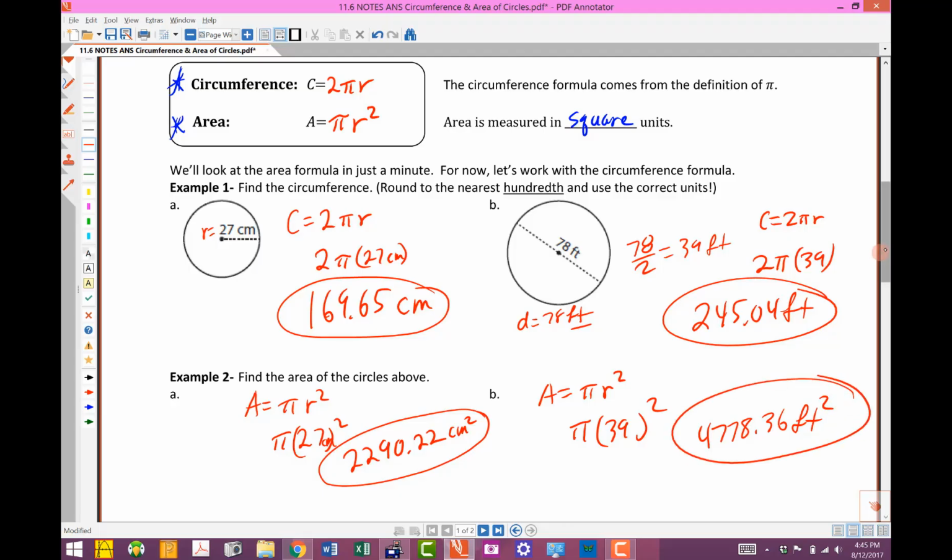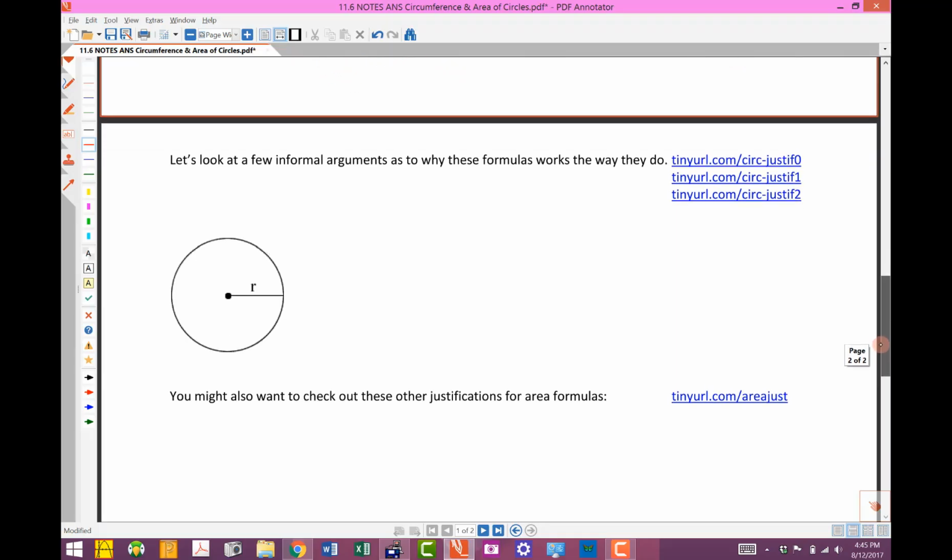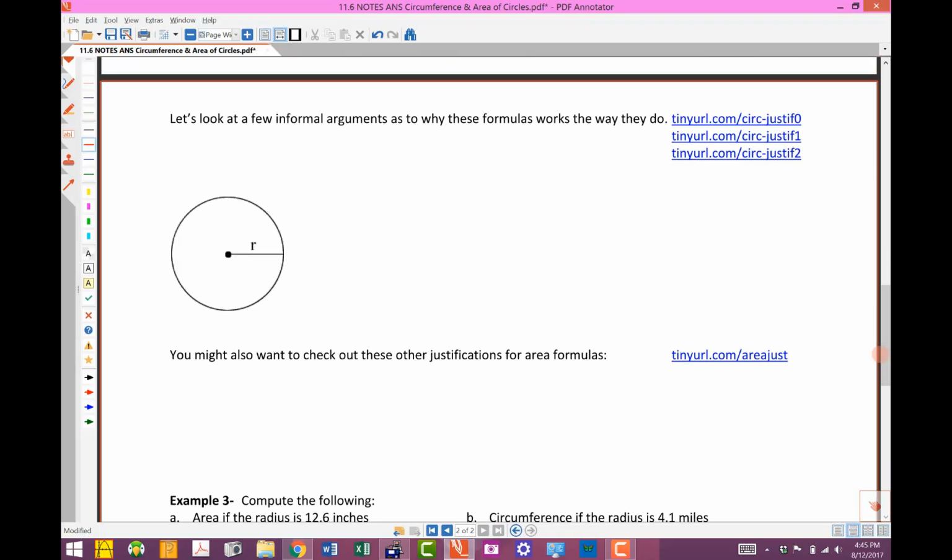Okay, now if you flip the page over, I told you that we'd go through some justifications and things like that. I'm going to draw a picture of a fairly typical justification.